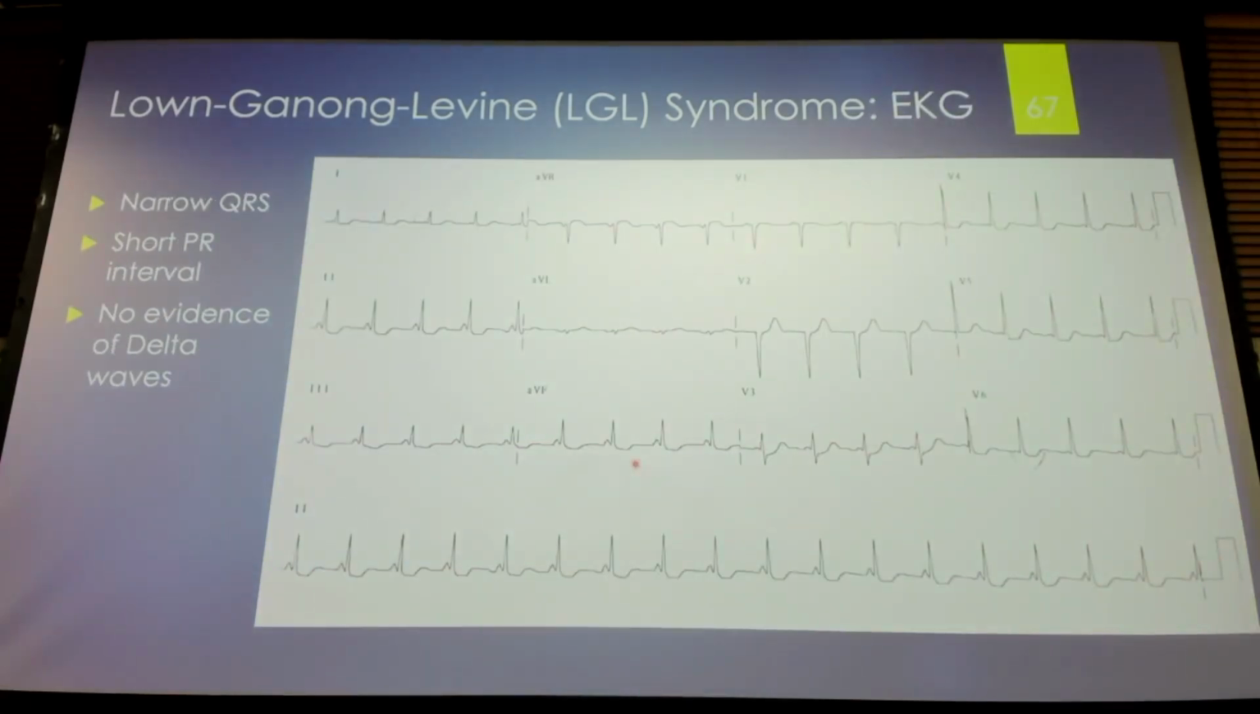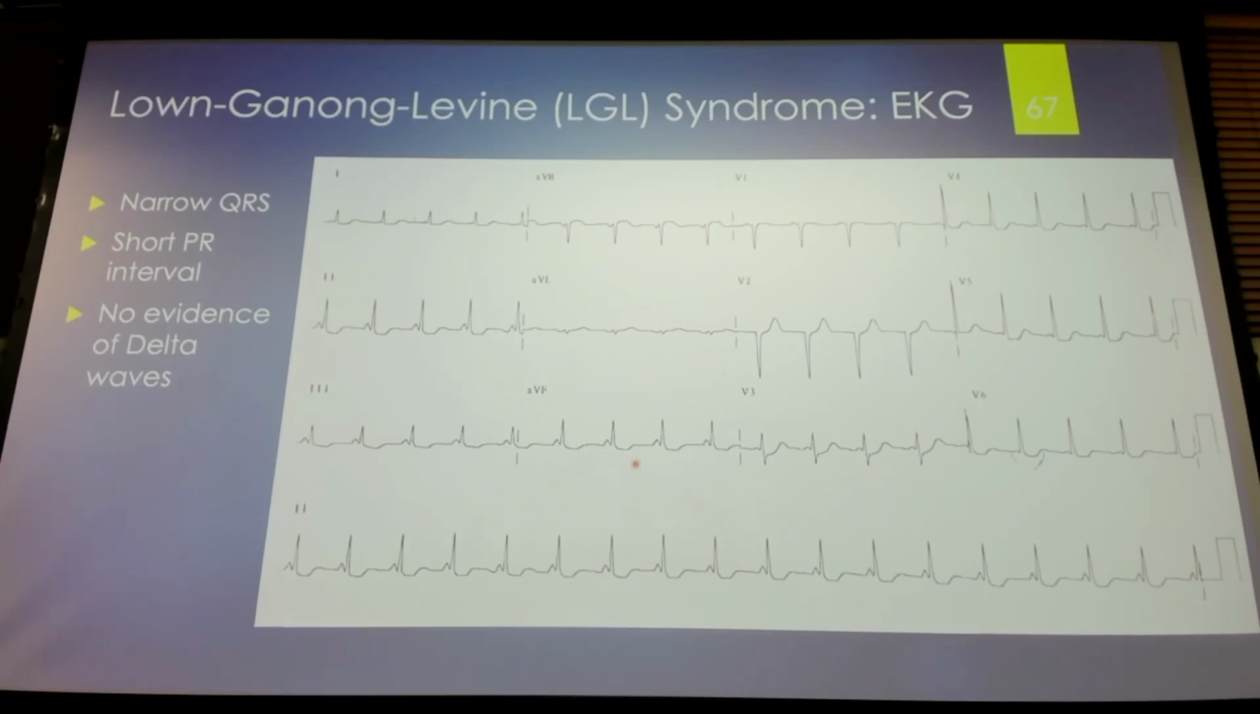So these patients are a little bit different. They have a narrow QRS, still have the short PR interval, and there's no delta wave. So once we identify somebody that has a short PR interval, we've got to figure out why their PR interval is short. And we talked about that in our second lecture. Why is their PR interval short? Your differential should be WPW, should be LGL. Okay, those should be your two primary differentials for short PR interval.